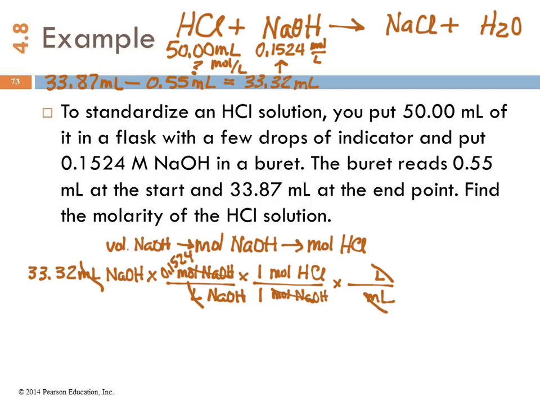What does milli mean? 10 to the minus 3. I never put 10 to the minus 3 with the milli. I put it on the other side. So 10 to the minus 3. So I've got 33.32 times 0.1524 times 1 EE minus 3. No, that didn't work.